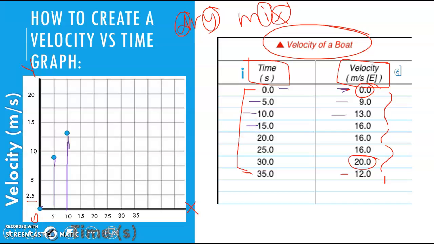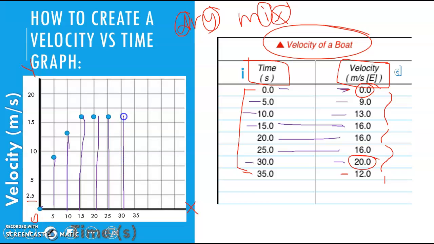At 15 seconds, our boat is now going 16 meters per second. And as you can see, at 15 seconds, at 20 seconds, and at 25 seconds, they are all at 16 meters per second. So your dots should be even. At 30 seconds, the boat is now going 20 meters per second. And then at 35 seconds, our boat is going 12 meters per second. So at 35, you're going to go up about 12.